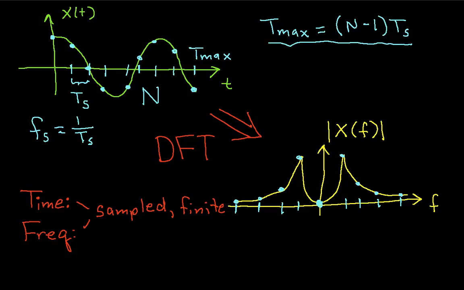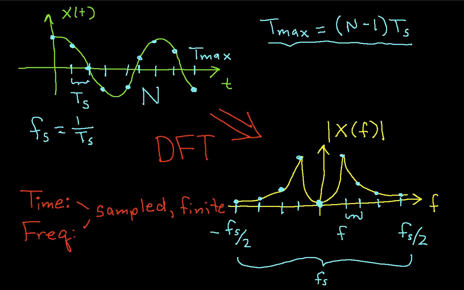We need to do the same thing for the frequency. From the sampling theorem, we know that the largest frequency we will have is f sub s over 2. That's the largest frequency we can represent with a sampled signal. And this means that the other end of the spectrum will be minus f sub s over 2. And you'll notice that the distance between these two is f sub s, which means that the distance between each of these individual points is f sub s over n minus 1.